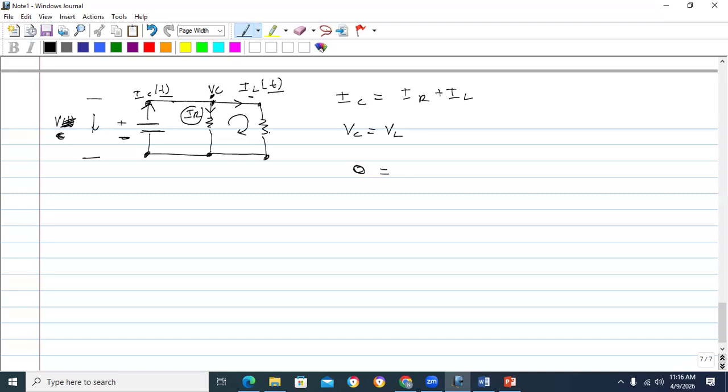It is 0. Okay, so this is the current IL through the inductor. So that is the voltage through the inductor. What is the voltage through the inductor? You know the equation for that one. So the voltage across the inductor is VL, that is equal to L di/dt. Okay, so you can write it as L di/dt. That is the voltage across the inductor.